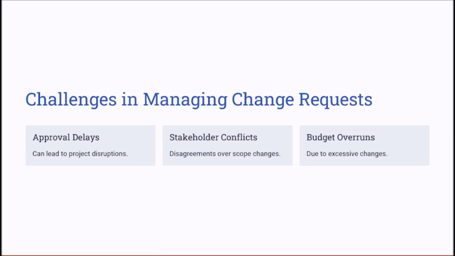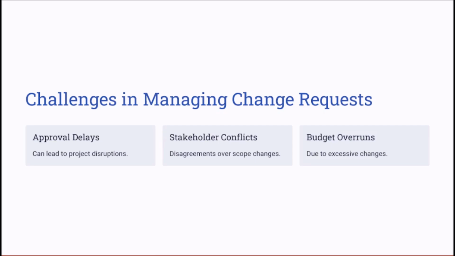Also, conflicts among the stakeholders over the scope changes. As I mentioned, some of these changes might benefit a stakeholder and might negatively impact the other stakeholders. So you need to be diplomatic when communicating these changes with the stakeholders, making sure that they understand the broader benefit of that change in terms of alignment with the project goals.